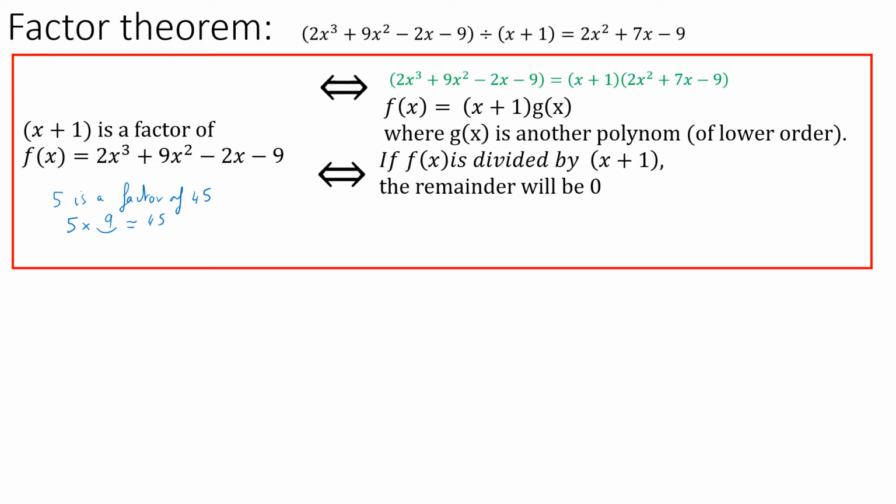The second thing that it means is, if x plus 1 is a factor, then if you divide f of x by x plus 1, the remainder will be 0. And the third one, which is going to become very, very convenient, is that if x plus 1 is a factor, so it's important to remember, x plus 1 is a factor, then if you substitute not plus 1, but minus 1, in your cubic, in the expression, I should say, you get zero.